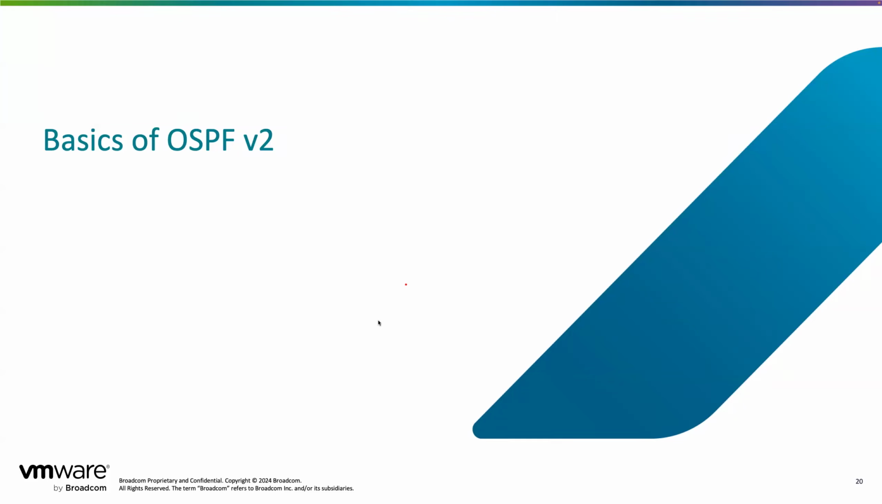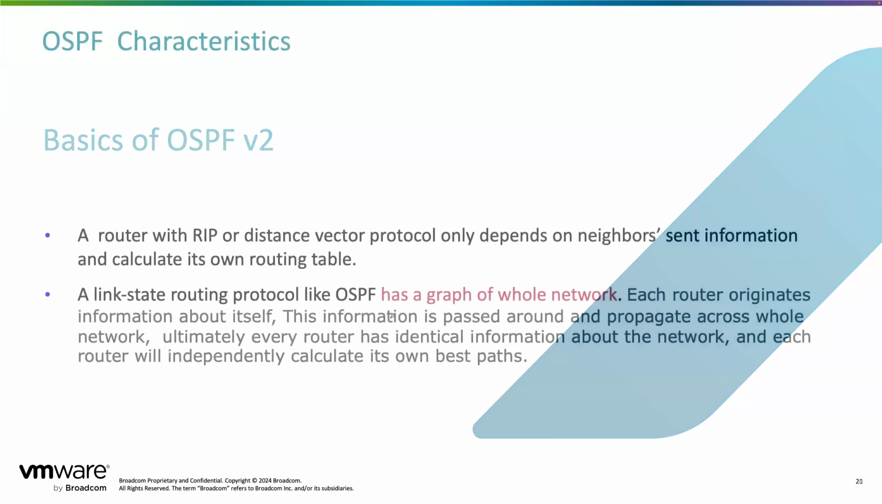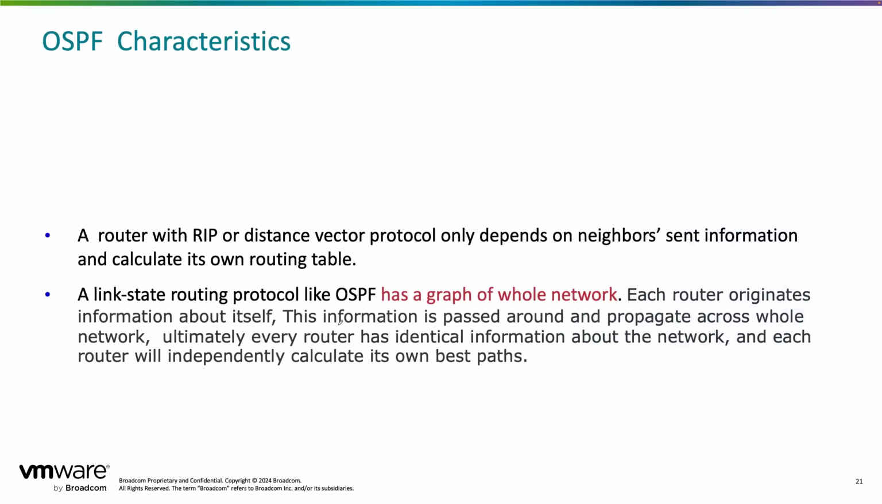Hello, let's talk about the basics of OSPF version 2. As you know, OSPF is one example of a link state protocol. You already talked about RIP version 2. RIP version 2, or the RIP protocol, is a distance vector protocol. We have two categories when it comes to routing protocols. OSPF is a link state protocol, which is very different from RIP version 2, or a distance vector protocol.